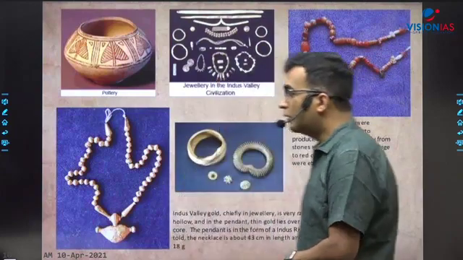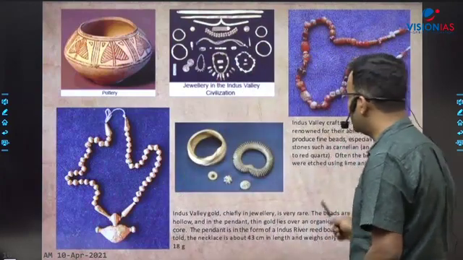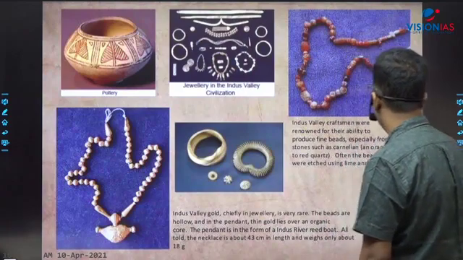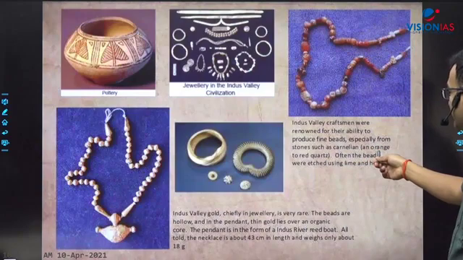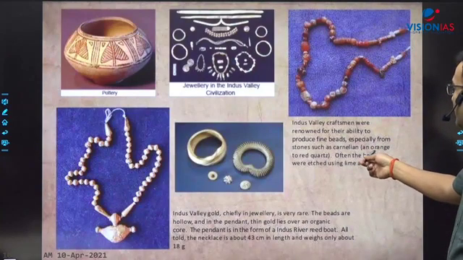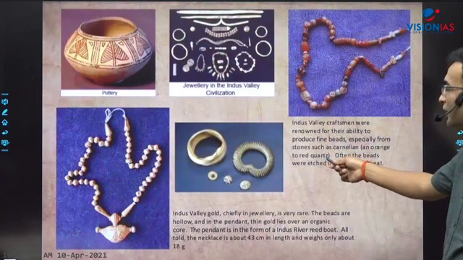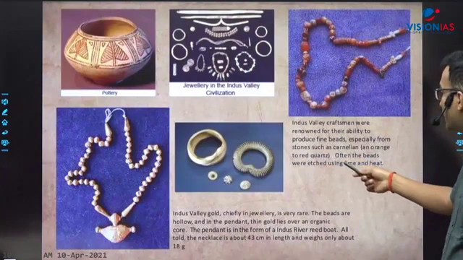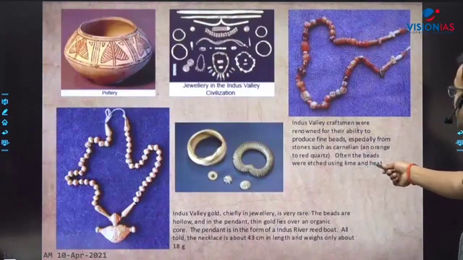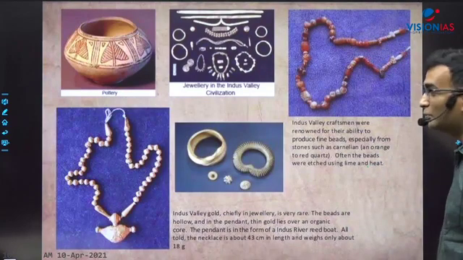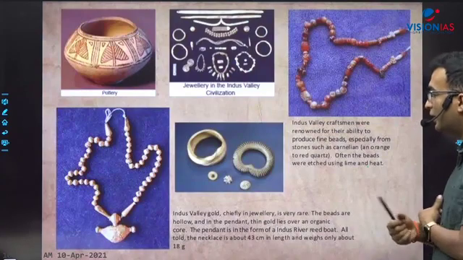Then cosmetics were very important at this place, and you see fine beads, especially from stones such as carnelian, and orange to red quartz. That's the nature of carnelian, and often the beads were etched using lime and heat. Lime matlab chuna. Chuna and heat se dono ko etch karte the.